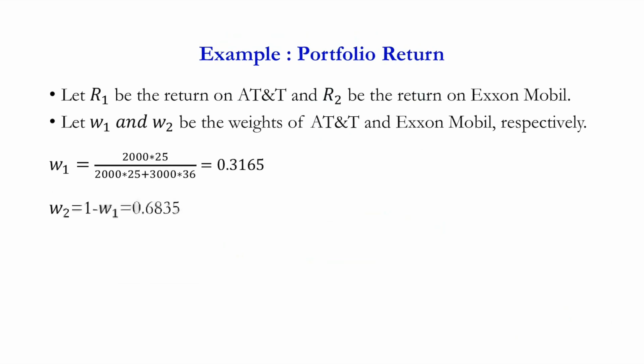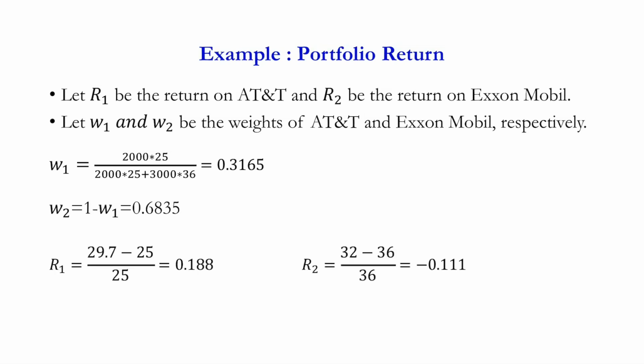So if you do that, you get 0.3165 or 31.65%. To calculate the weight for ExxonMobil, since W1 and W2 should sum up to 1, I can just subtract W1 from 1 to get 68.35%.